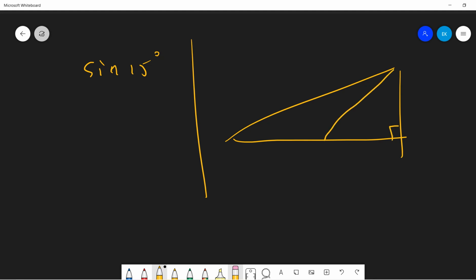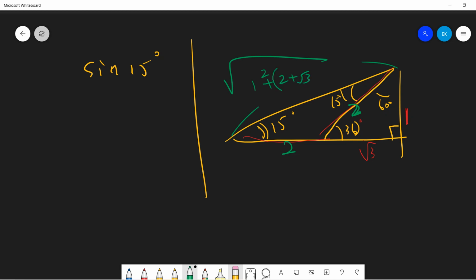But let's see. Let's say this is 30 degrees, this is 60 degrees. Then if I have this triangle, this is square root of 3 and this is 1, right? I produce another triangle such that this line is the same as this line, so I can create the 15 degree angle. Then everything will be easy because this is 2. This 2 comes from 1 squared plus the square root of 3 squared, right? So from here we can calculate this, which is 1 plus 2 plus the square root of 3 squared.